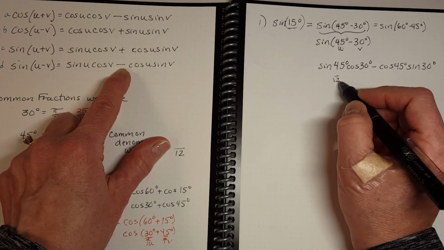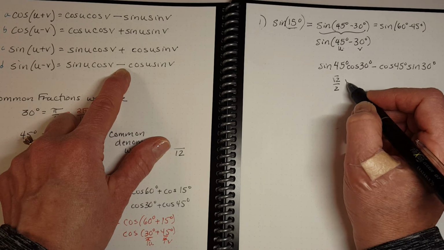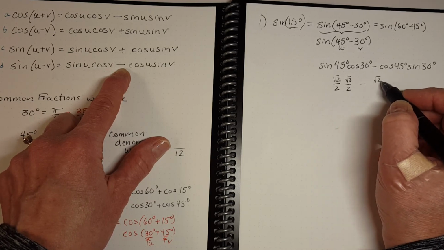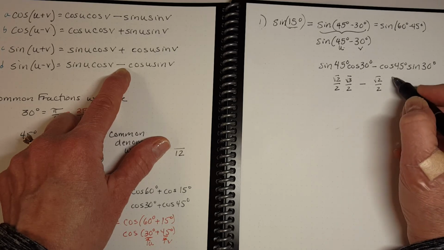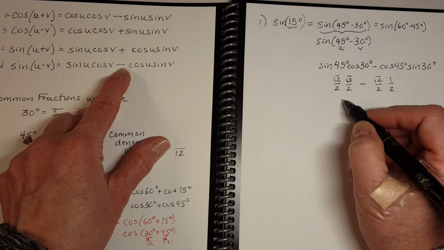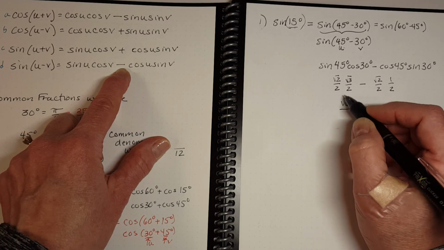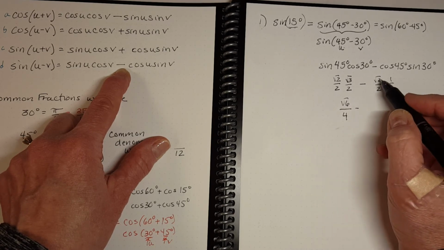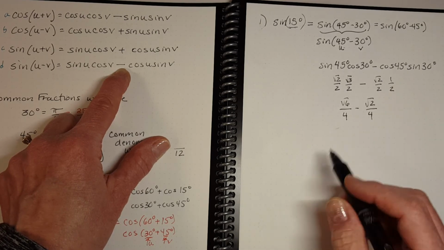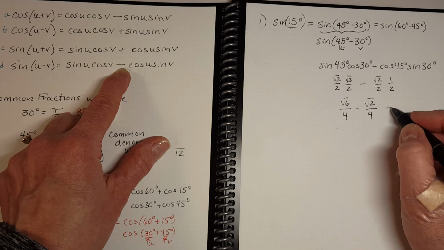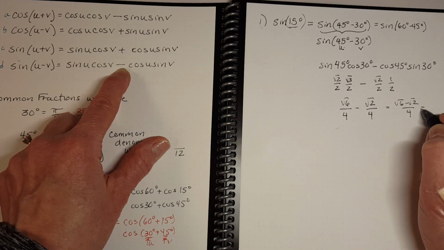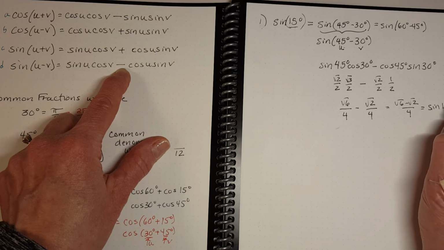Sine of 45 is root 2 over 2. Cosine of 30 is root 3 over 2, minus cosine of 45 is root 2 over 2. Sine of 30 is 1/2. So root 2 times root 3 is root 6. 2 times 2 is 4. When you multiply fractions, you multiply the numerators, and then you multiply the denominators. Same common denominator, so that's root 6 minus root 2 over 4. And so that is equal to the sine of 15 degrees.